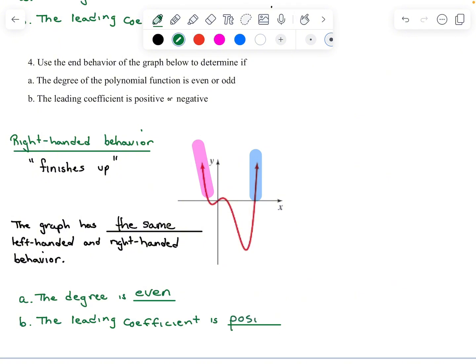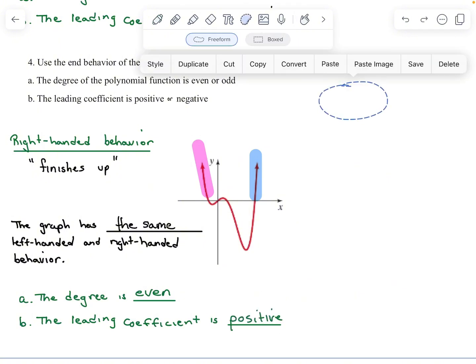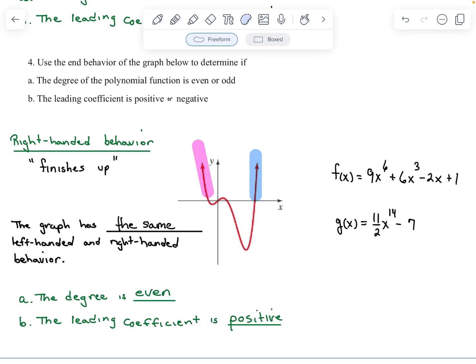coefficient must be positive. Here are 2 examples of polynomial functions that have the same end behavior. In each case, the leading coefficient is positive and the degree is even. And we are done.